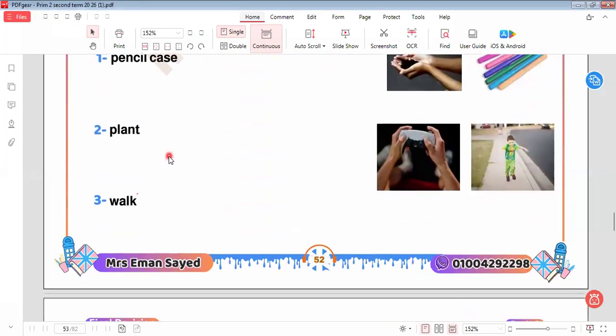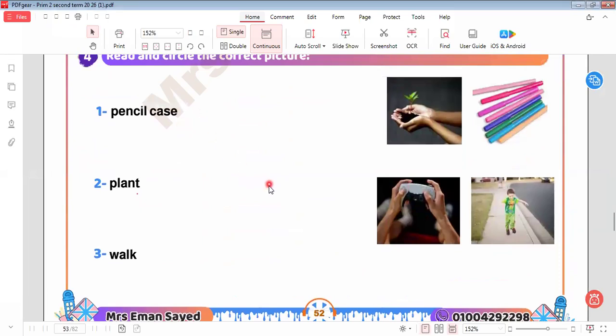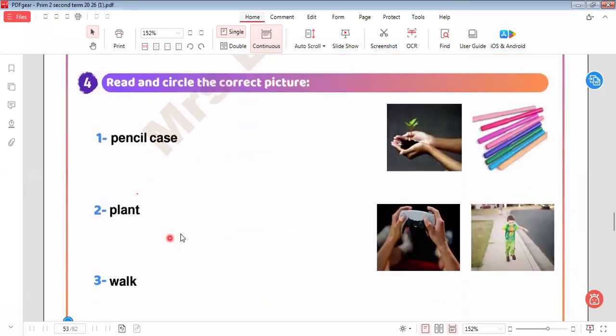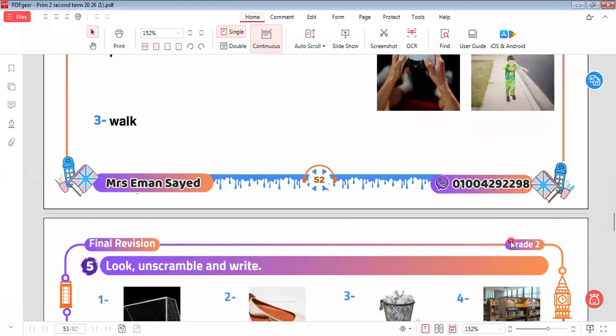So here we have, here is a pencil case. Where is the pencil case here? Is there a pencil case? No, there isn't a pencil case. So match this one with this one. Okay, let's go to another one here.